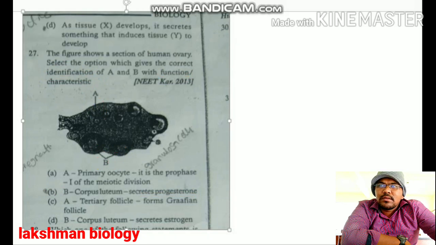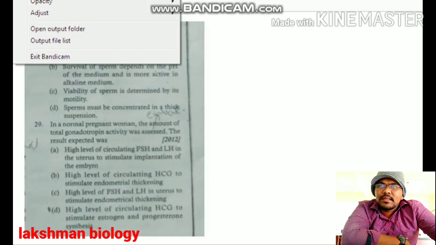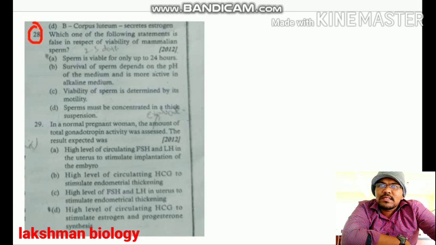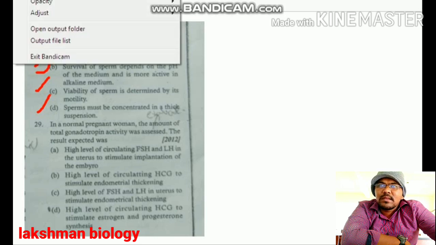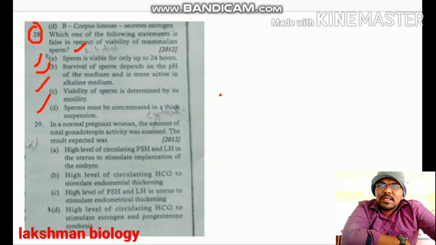Next, question number 28. They have asked which one of the following statements is false with respect to viability of mammalian sperm. They gave 4 options related to viability of sperm. Three options are correct and 1 option is wrong. We have to identify the wrong option. First option: sperm is viable for only up to 24 hours. This is wrong. Sperm viability is 2 to 3 days, not 24 hours.